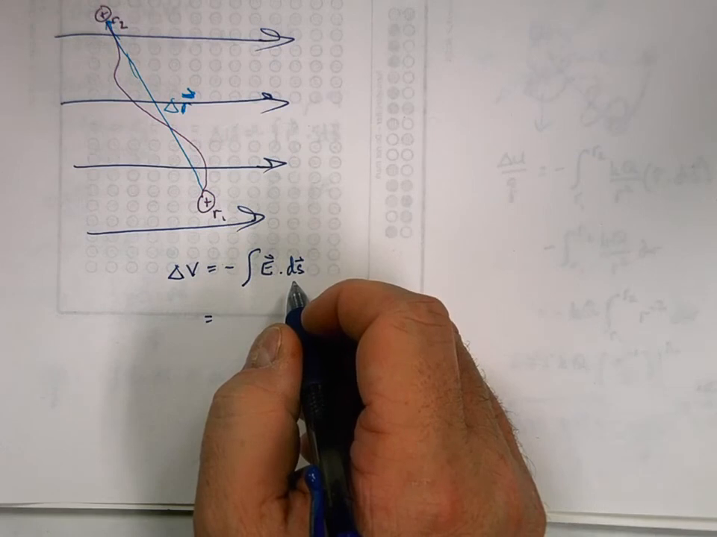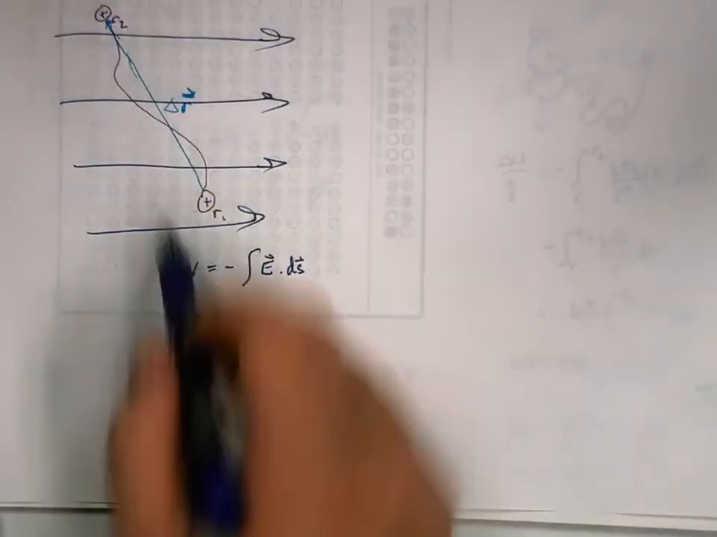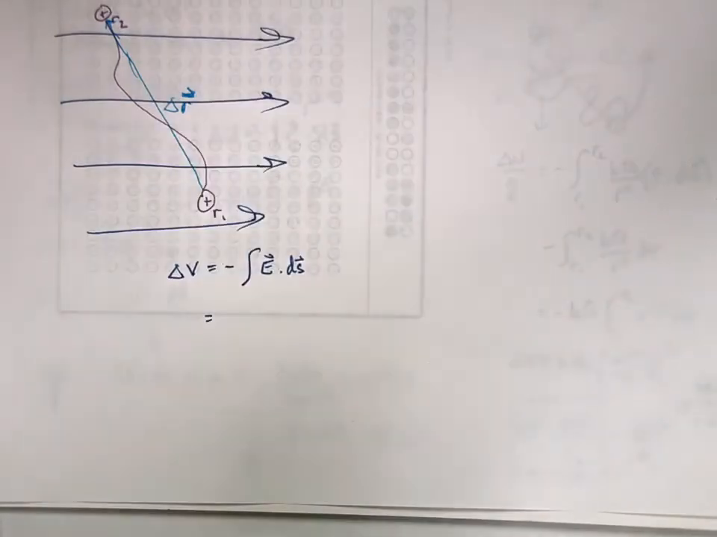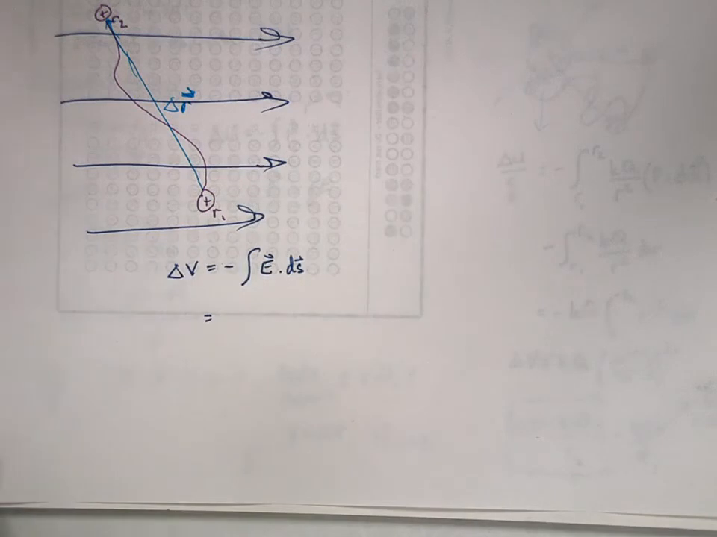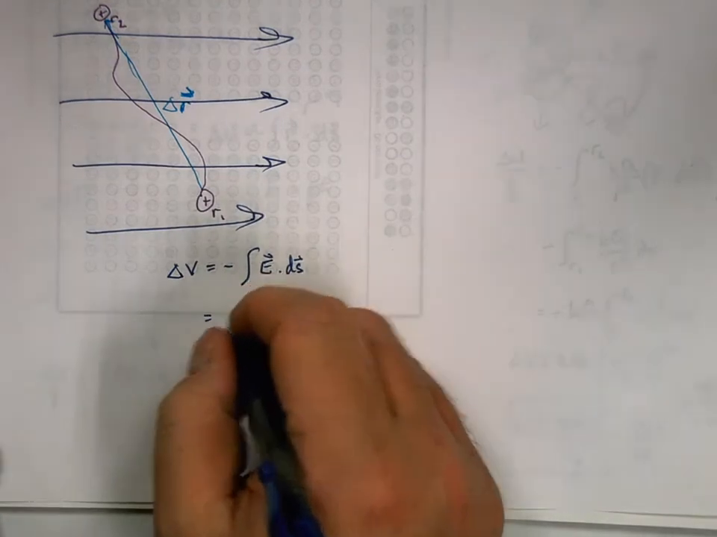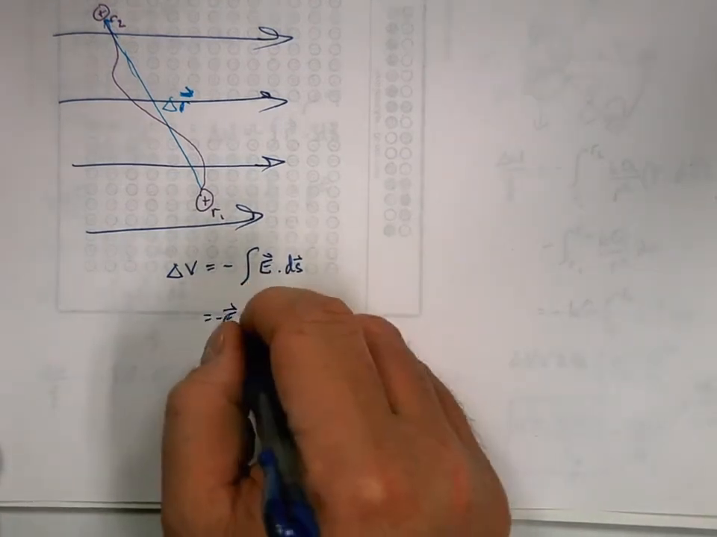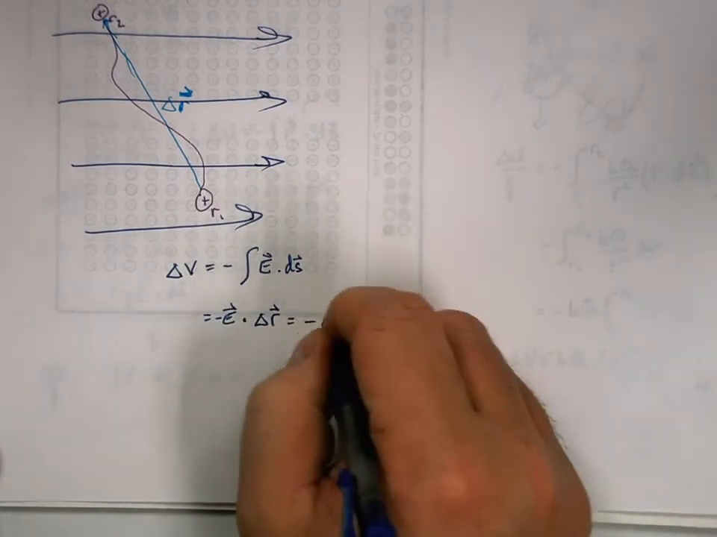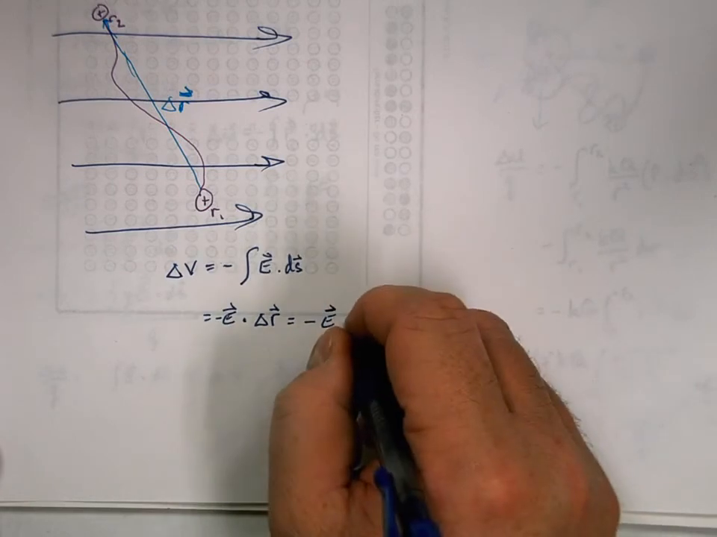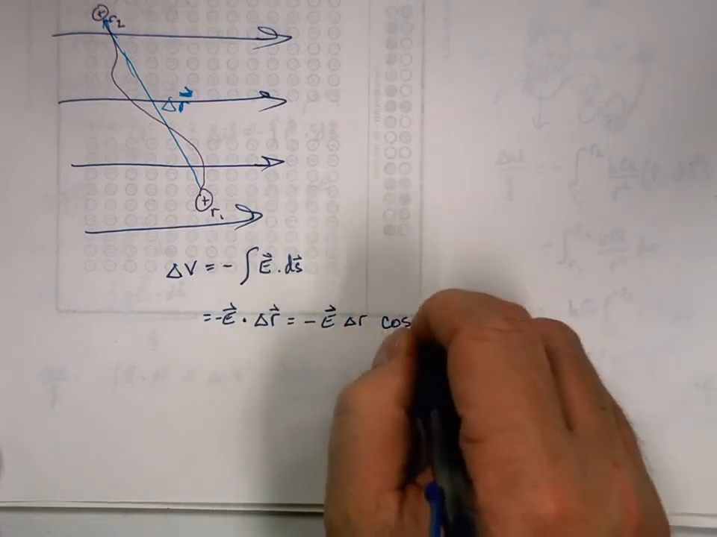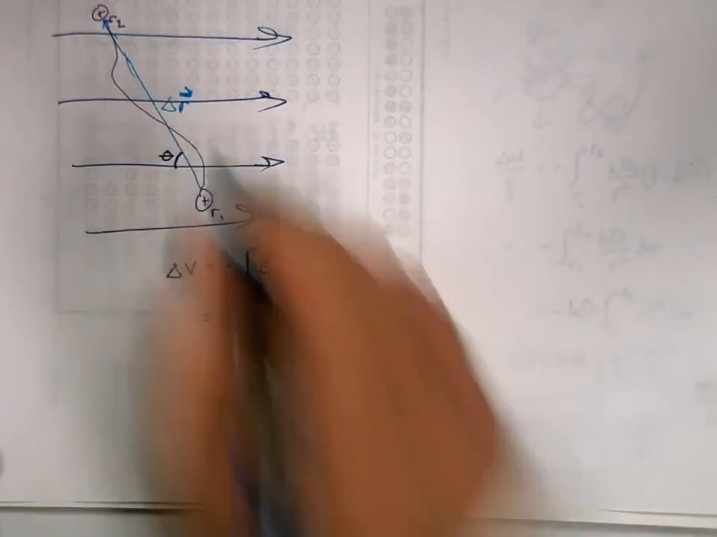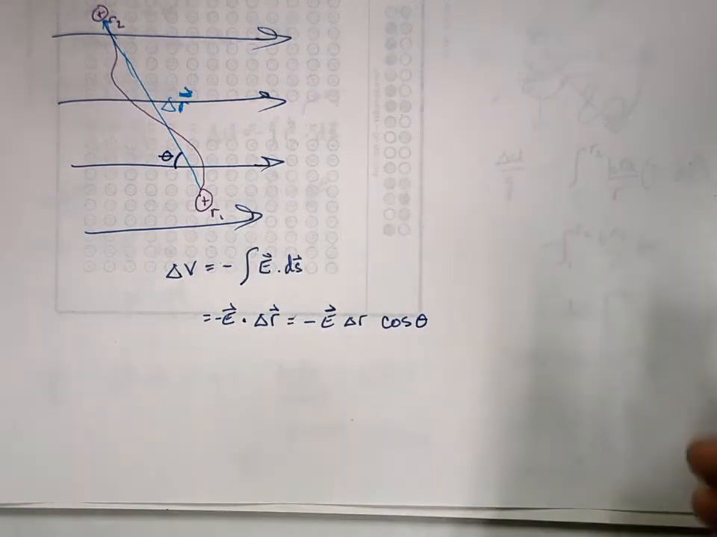If the field is the same everywhere, then we're just worried about delta R, because the two components are either along or perpendicular to the field. If it's perpendicular to the field, it doesn't matter. If it's along the field, then it matters. So this becomes negative E dot delta R, which becomes negative E delta R cosine theta, with theta being the angle that R makes with the electric field.